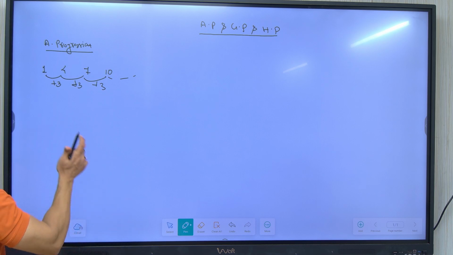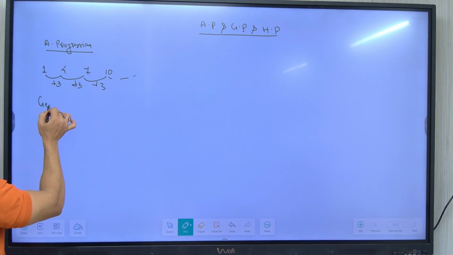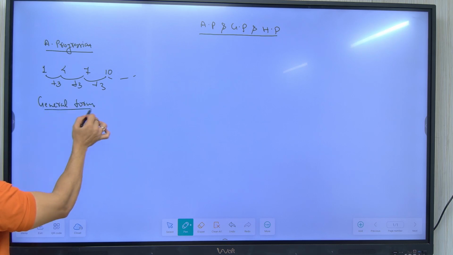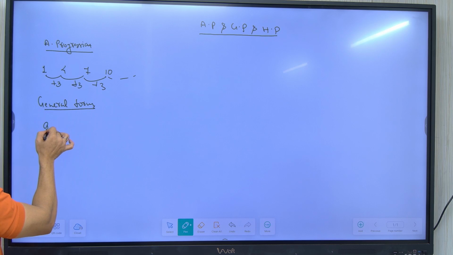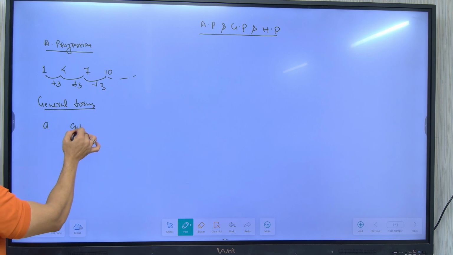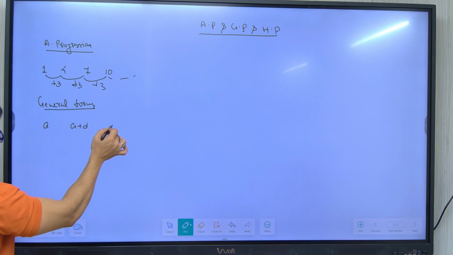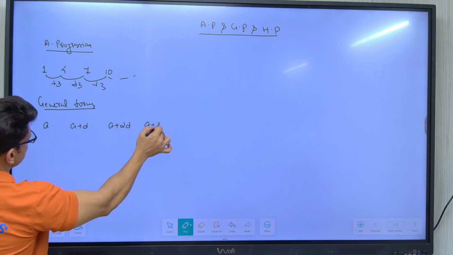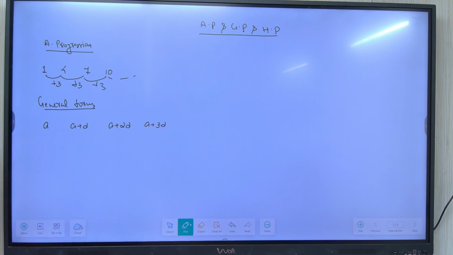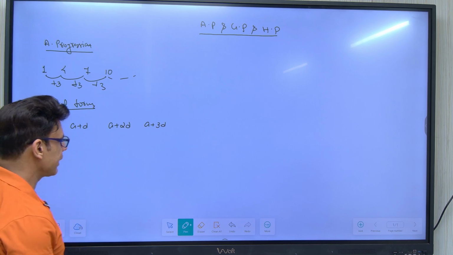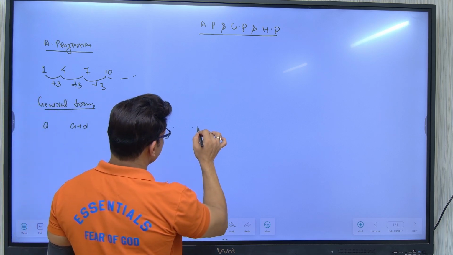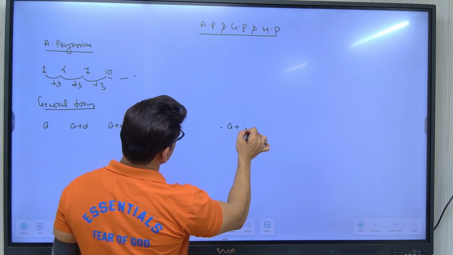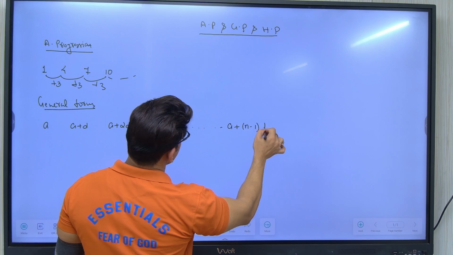Okay. So if I have to write the general form, what is the general form? A, A plus D, A plus 2D, A plus 3D, and you keep on writing. What will be your nth term? A plus n minus 1 into D.